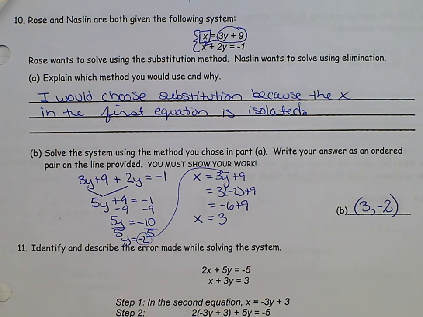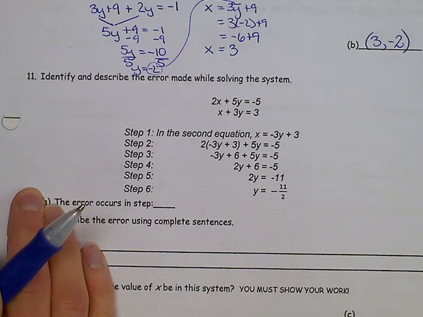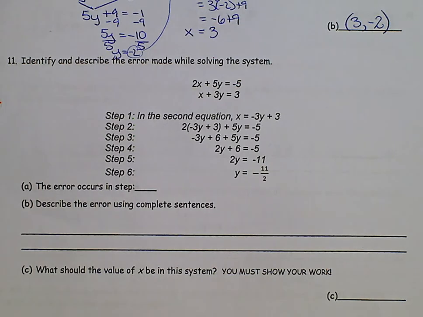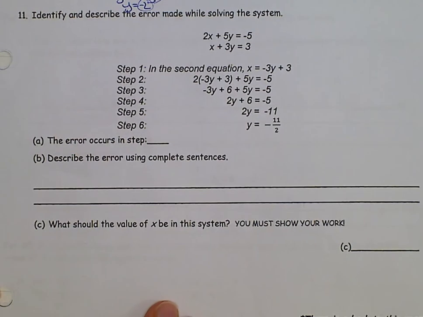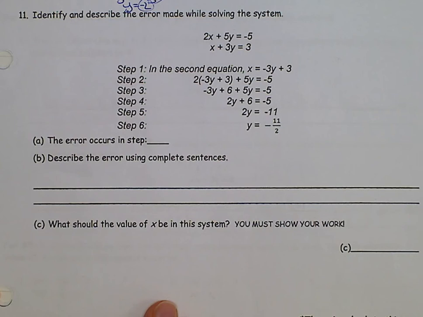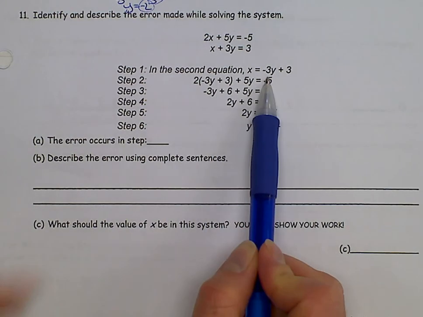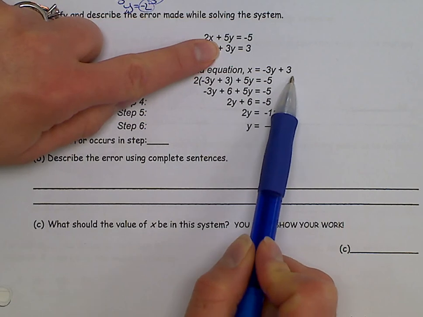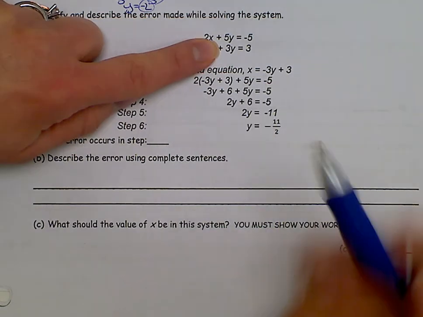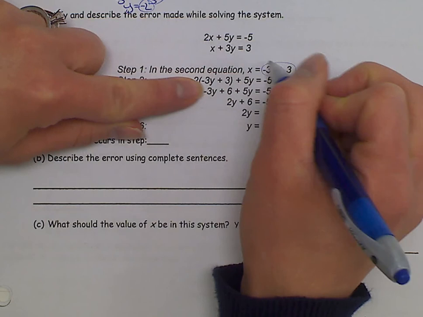In number 11, it says identify and describe the error made while solving the system. So we have 2x plus 5y equals negative 5 and x plus 3y equals 3. So in step 1, it says in the second equation, looks like the person subtracted 3y from both sides. All right, then looks like they took this and substituted it in for x.